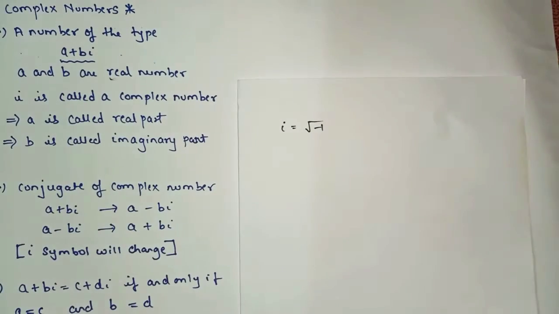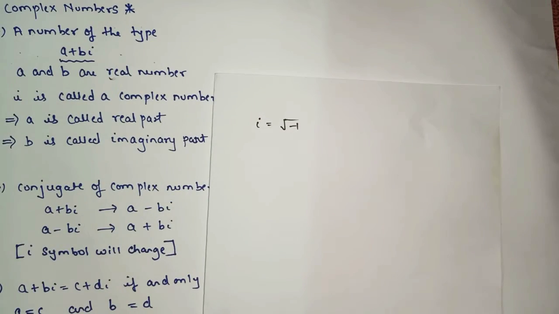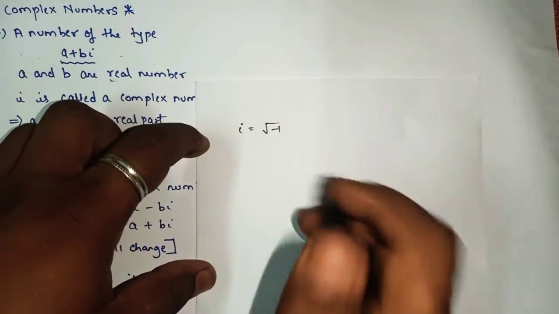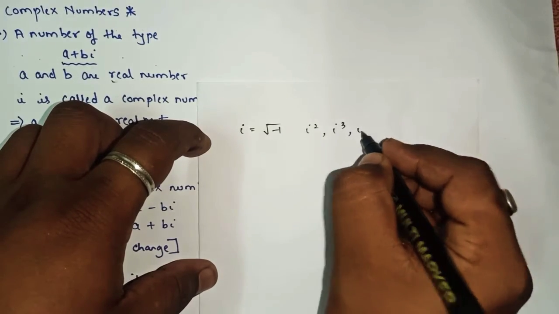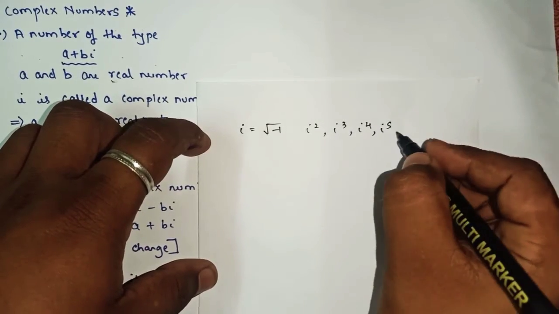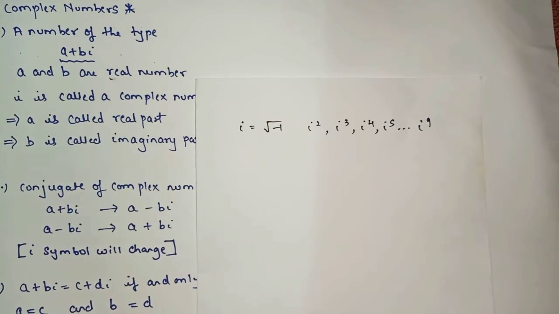So I is known as what? Imaginary number, or else we can say I is also known as iota. Iota or else imaginary number. Now here we have to generate, or create, the values for I square, I cube, I raised to 4, I raised to 5, I raised to 9, and so on. Now we'll see how to create the values.